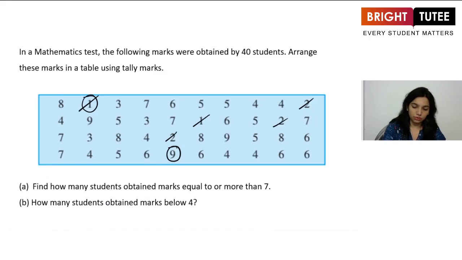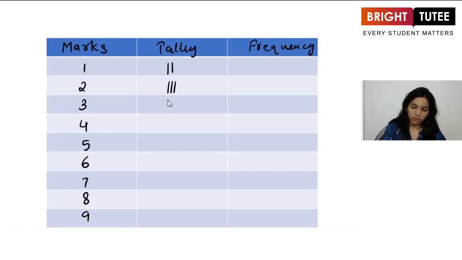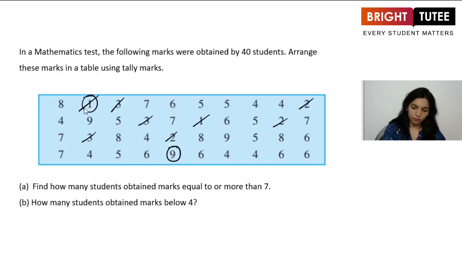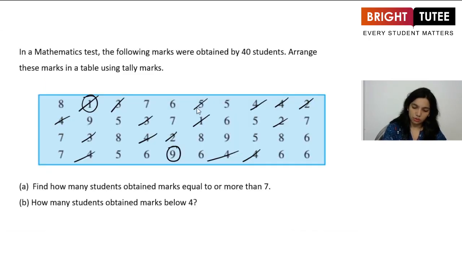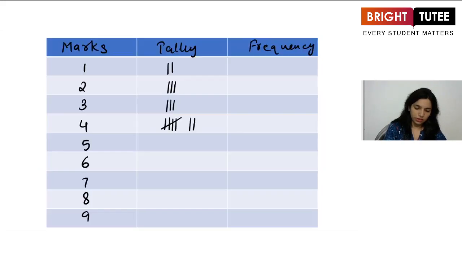Now talking about number 3. So 1, 2, 3. So 3 is also 3 times. Talking about number 4. So here it's 1, 2, 3, 4, 5, 6, 7. So it is coming 7 times. Then talking about 5. So it is 1, 2, 3, 4, 5 and 6.